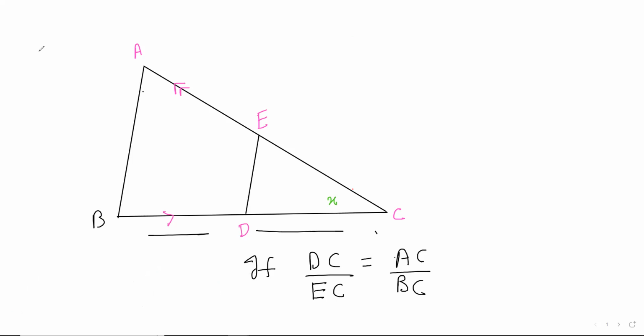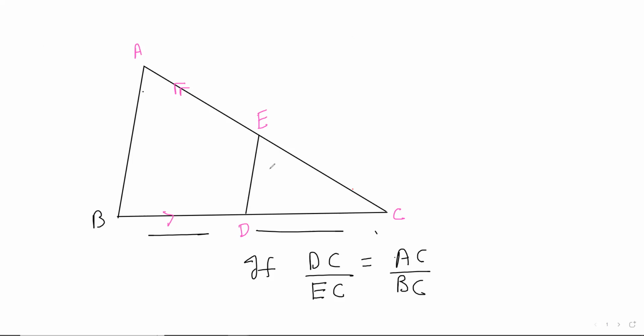DC by BC is equal to AC by BC. So you see, this DEC is similar to ACB. Or, that's wrong. DEC is similar to ABC. That is what this says, because there is a common angle and the ratios are there. This angle is in common.